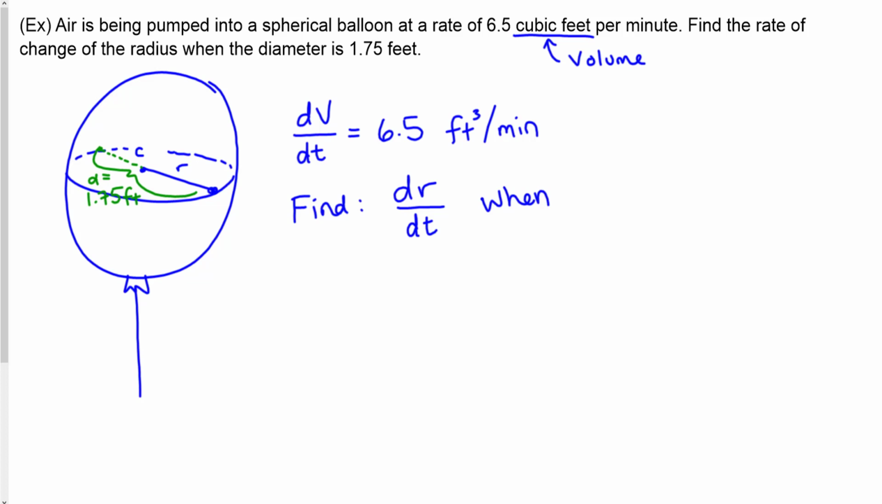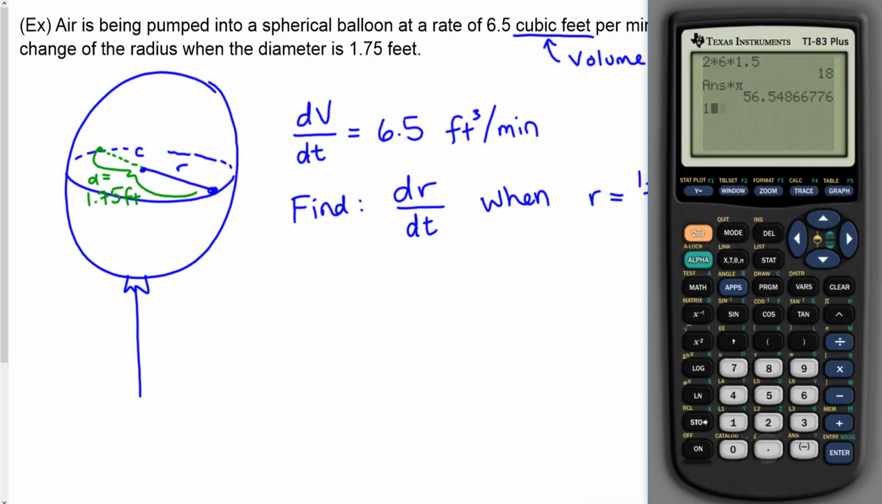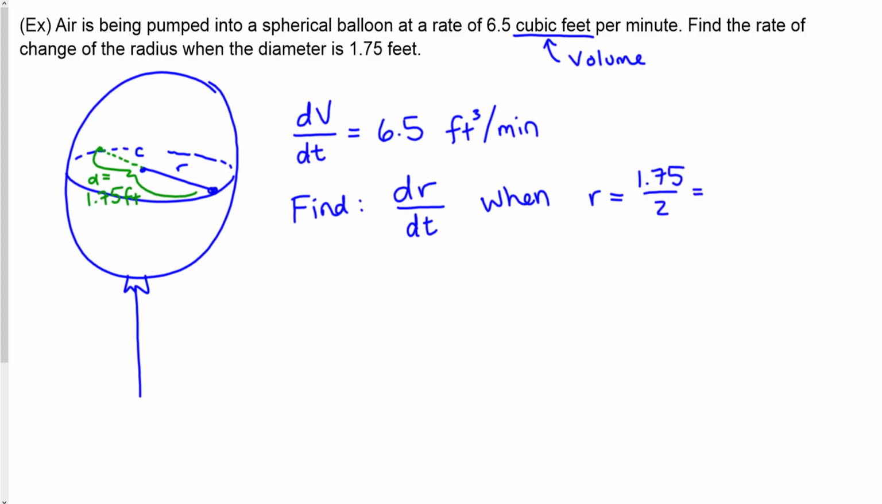So we're looking at the rate of change of the radius. We need to make sure we take this measurement in terms of the radius. So instead of saying when the diameter is 1.75 feet, we're going to say when the radius is 1.75 divided by 2. I'll use the calculator here to be accurate. So 0.875 feet.